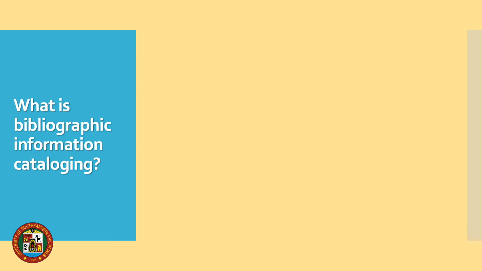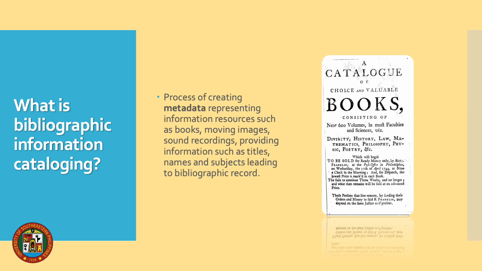What is bibliographic information cataloging? It is the process of creating metadata representing information resources such as books, moving images, and sound recordings, providing information such as title, names, and subjects, leading to a bibliographic record. Cataloging, being an important task carried out by librarians, will be the center of this module.